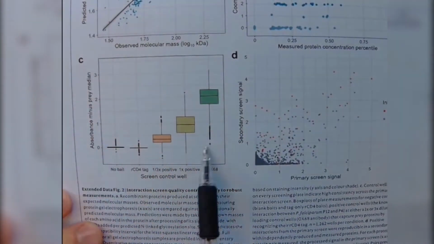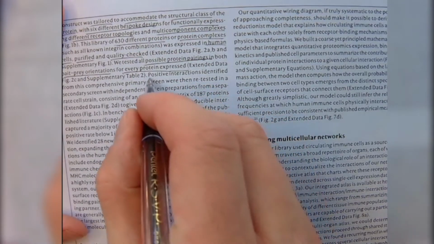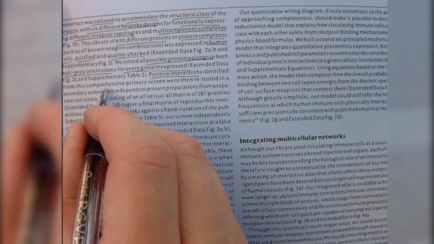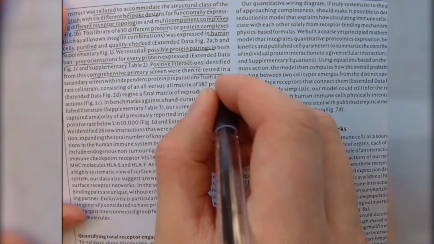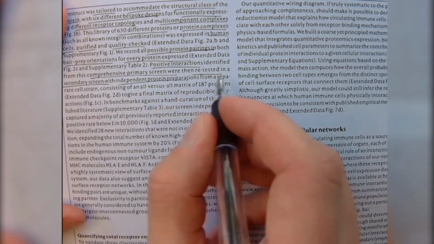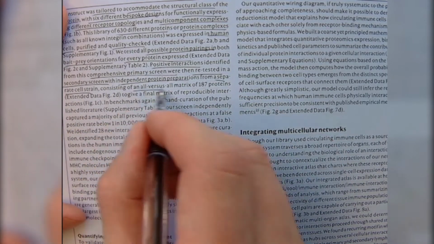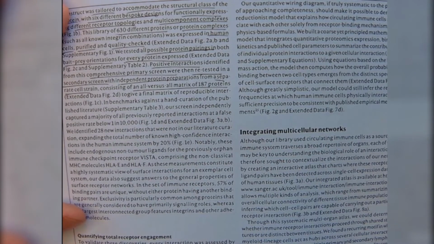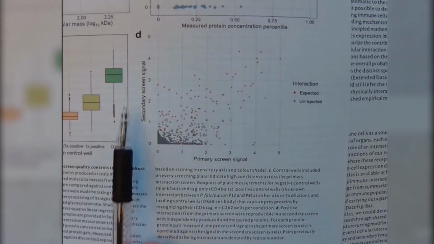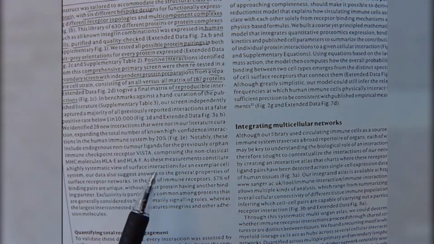Now in figure 2c, you can see that they tested many things in their screen. Positive interactions identified from this comprehensive primary screen were then retested in a secondary screen with independent protein preparations from a separate cell strain, consisting of an all versus all matrix of 187 proteins. If we look at extended figure 2D, you can see all of these interactions shown here, to give a final matrix of reproducible interactions, shown in figure 1C.